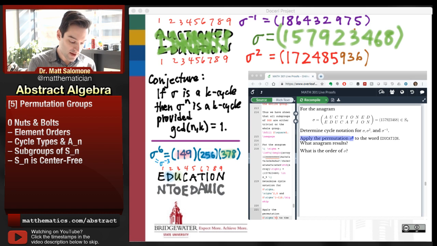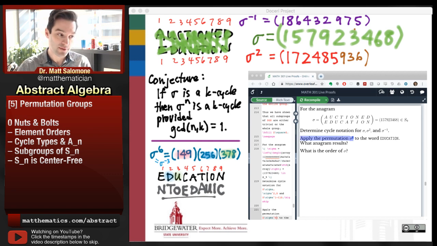And now 3, 7, 8: 3 goes to 7, 7 goes to 8, 8 goes back to 3. That permutation has done its work, and so now we're done. So there is the word. It's not really an English word, but it's still an anagram of the word education that is the result of applying this permutation to the word education. So there is a nuts and boltsy introduction to how this stuff works.